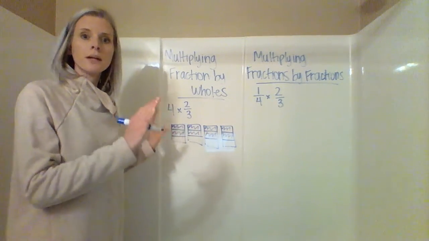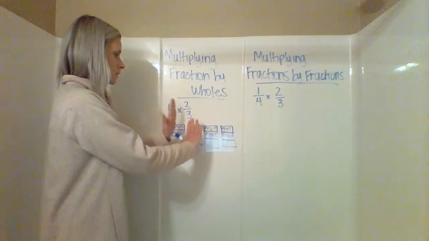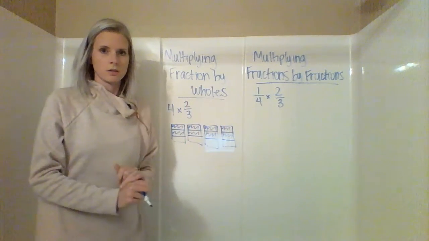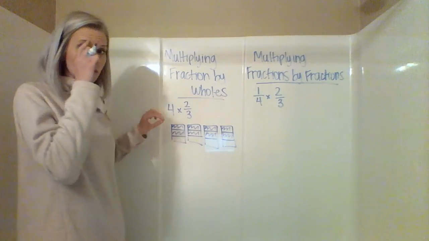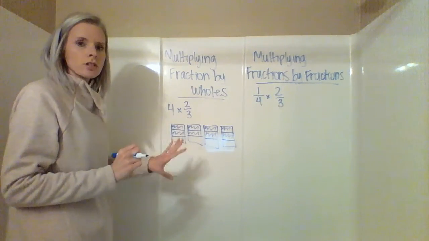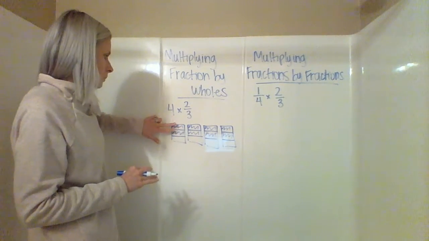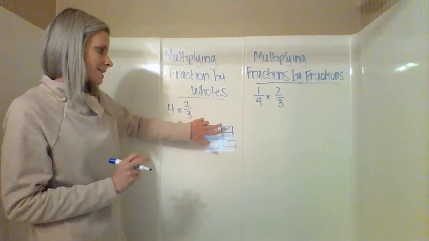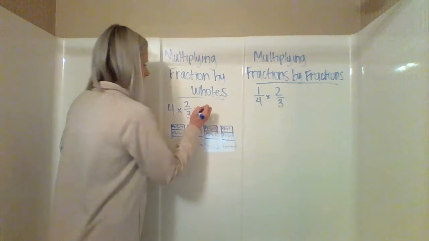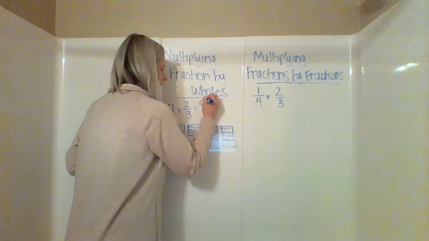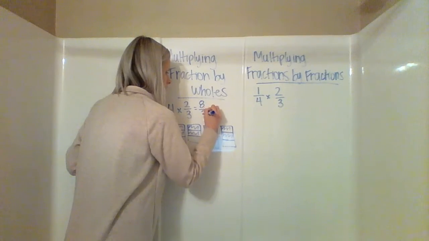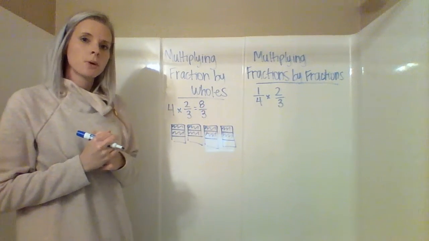We can do repeated addition where we go in and we say 2/3 plus 2/3 plus 2/3 plus 2/3. All right. Or we can count up all of our shaded pieces and put that over top of our denominator, which is 3. So here we've got 2, 4, 6, 8. So we're looking at 8/3. Now we know that that is an improper fraction.